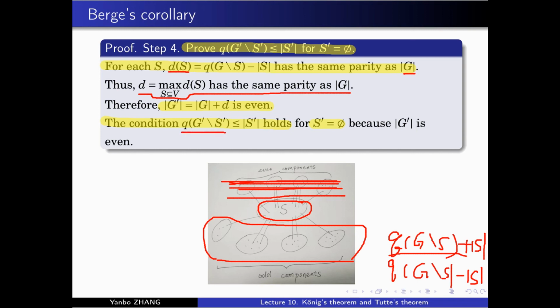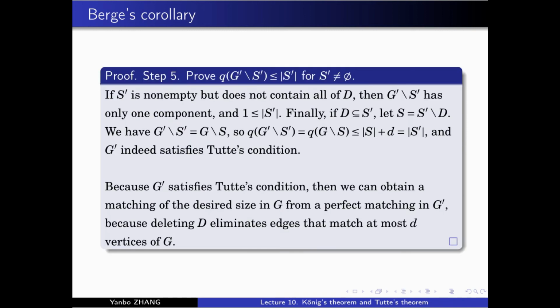So G prime itself is a connected component with an even number of vertices. So Q(G' − S') equals 0. It is less than or equal to the size of S prime. This condition holds for S prime equals empty set. What if S prime is not an empty set? This is step 5, the final step. We need to prove that Q(G' − S') is less than or equal to the size of S prime for S prime not an empty set.